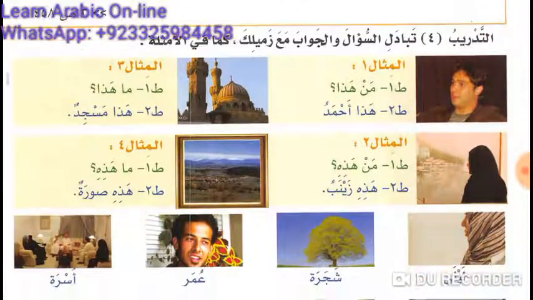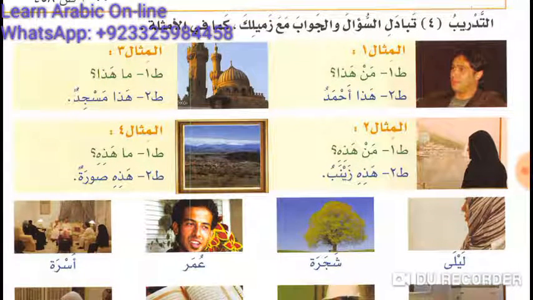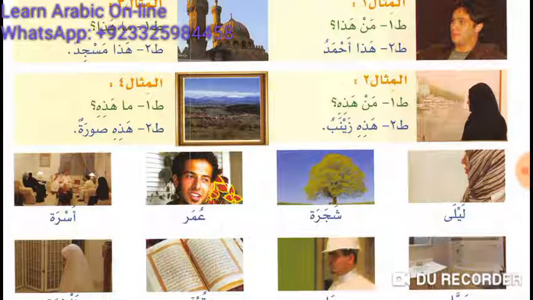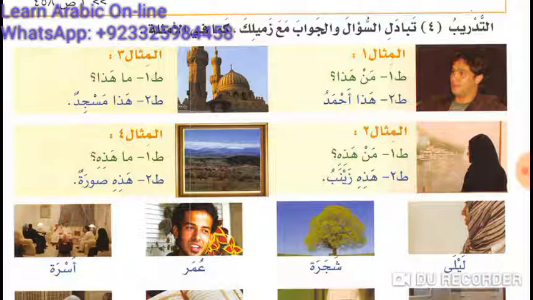Next, تدريب الرابع, fourth exercise. First, the first student will ask: من هذا؟ Who is this? The second student: هذا أحمد. This is Ahmad. Second example: من هذه؟ Who is this? هذه زينب. This is Zainab. Third example: ما هذا؟ What is this? هذا مسجد. This is a mosque. Fourth example: ما هذه؟ What is this? هذه صورة. This is a picture.